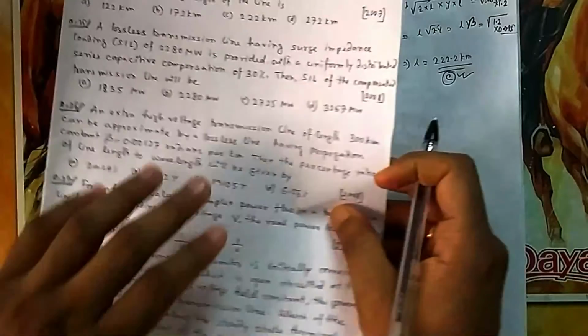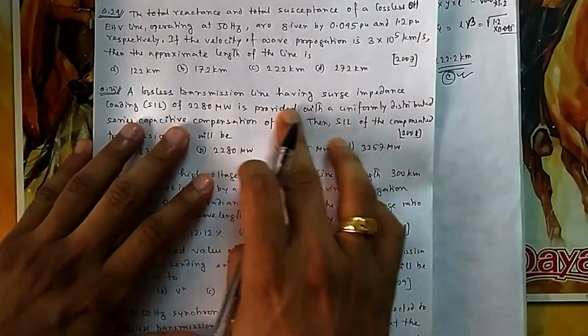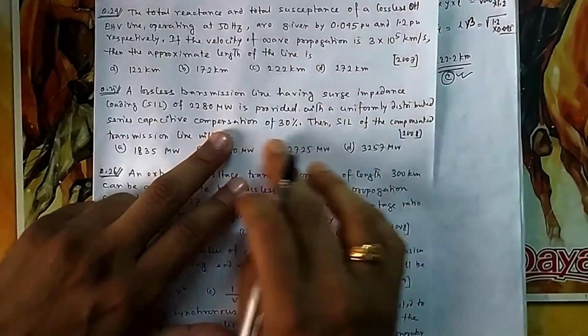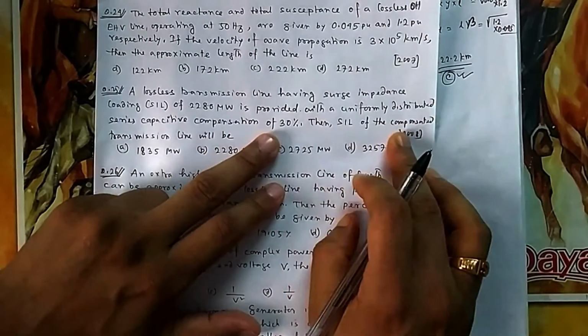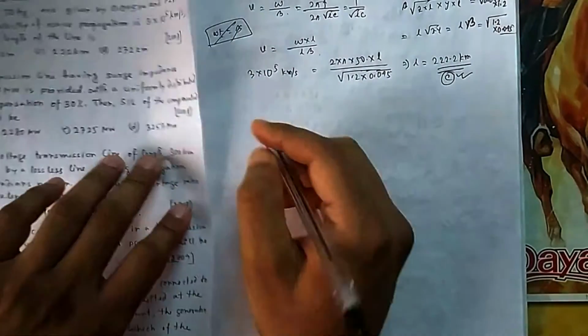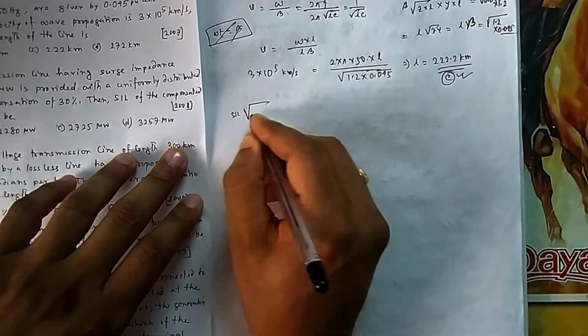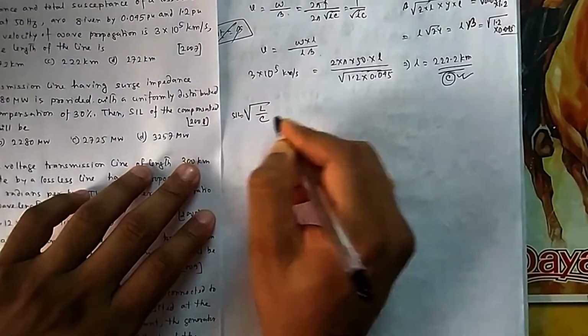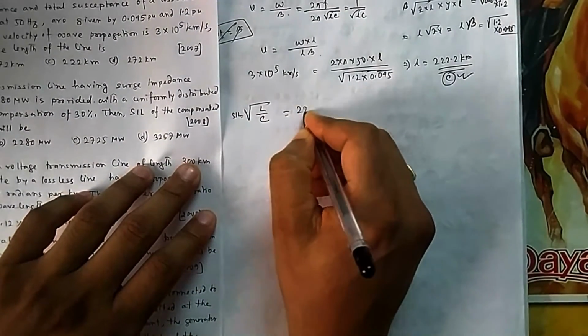So 25, if you come, a lossless transmission line having a surge impedance, this one, provided with the uniformly distributed series capacitive compensation of 30%, then SIL of the compensated transmission line only. You know what is SIL? Surge impedance loading, that is ZC is equal to root L by C. So this is given as 2280.